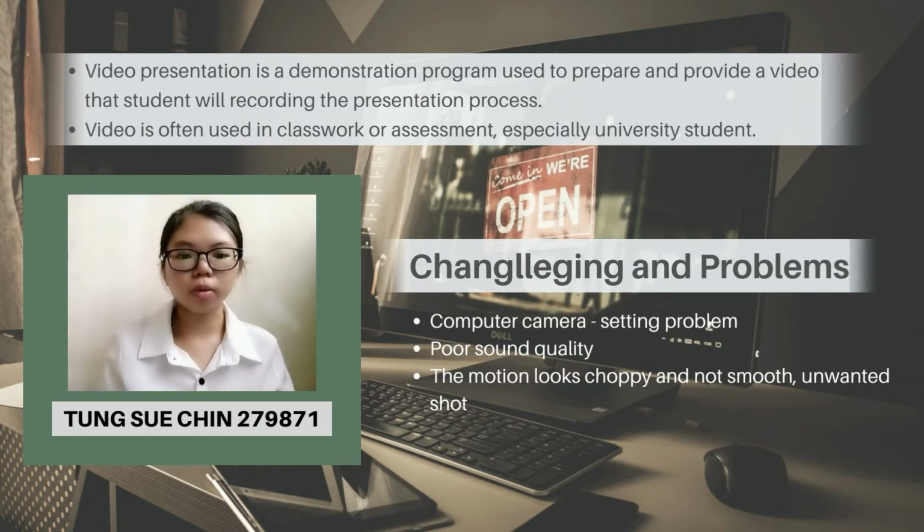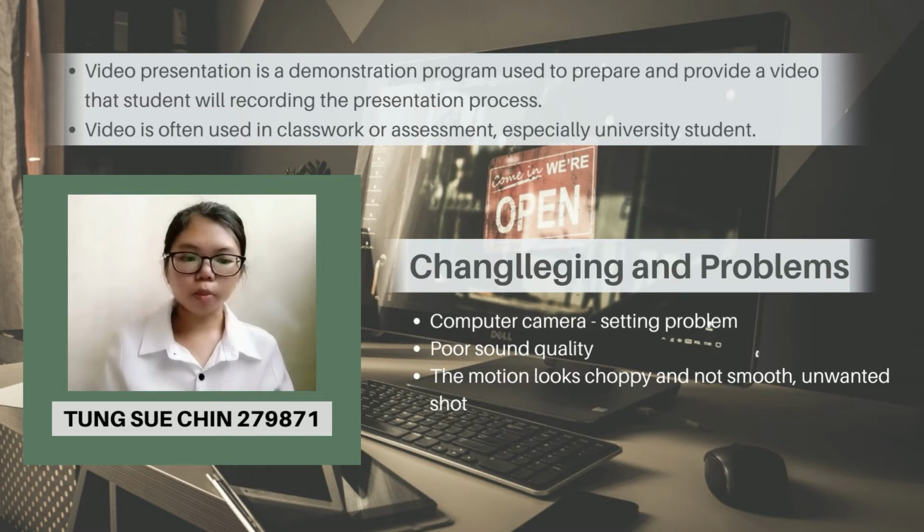However, there are some problems and challenges in coming up with creative video presentations for students. The students record and edit the video according to the requirements, but somehow the videos are not of good quality. For some reasons, it depends on the student's computer camera. This is because of setting problems when recording, such as lighting problems, backlight problems of an ordinary camera, and also blurriness. Next is poor sound quality.